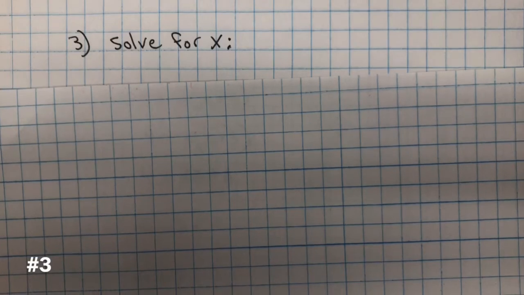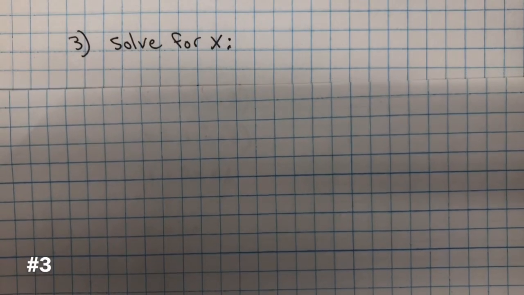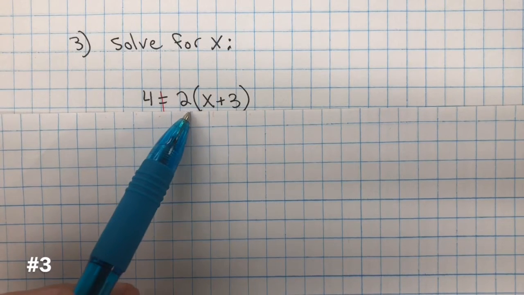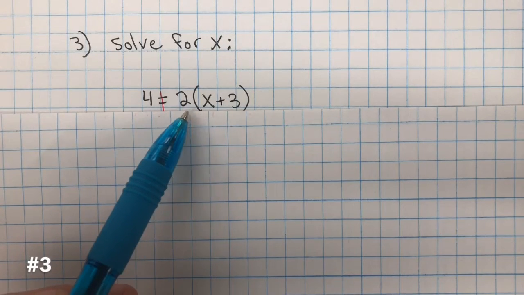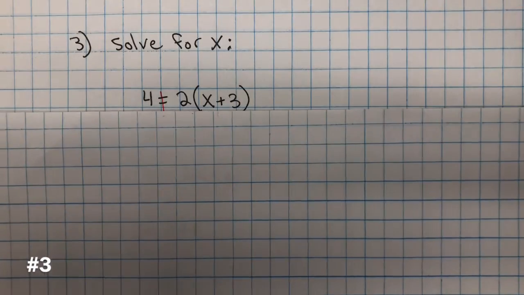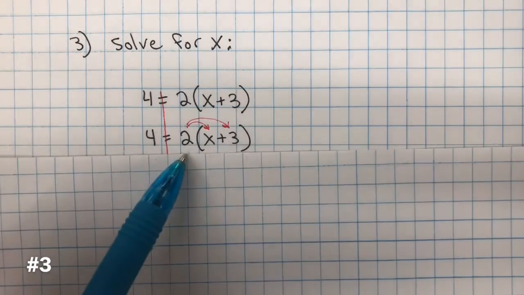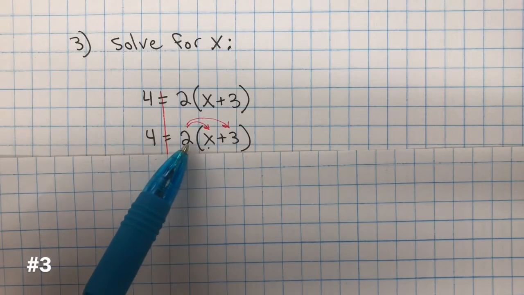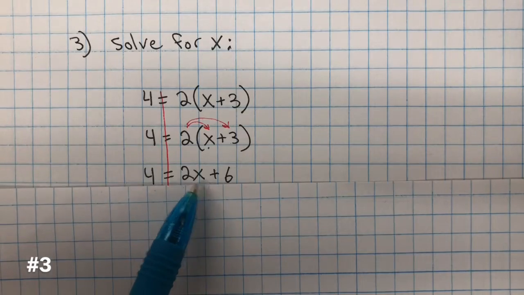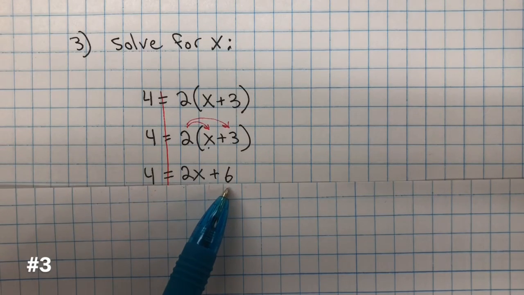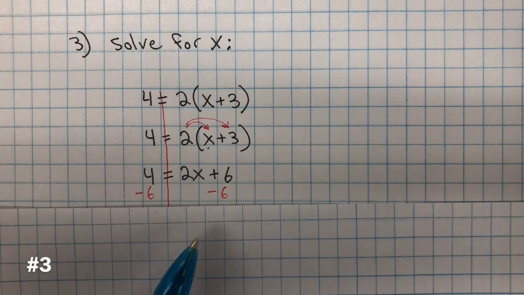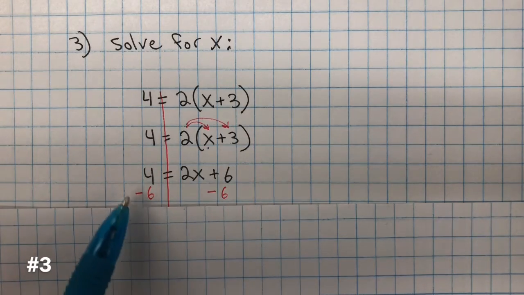For problem 3, we need to solve for the variable x. So we first need to distribute this 2 to these two terms inside the parentheses. So 2 multiplied by x and 2 multiplied by positive 3. So 2 multiplied by x is 2x, 2 multiplied by 3 is 6. Now subtract 6 from both sides, created a 0 pair.